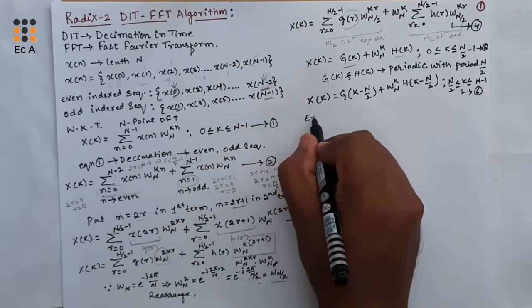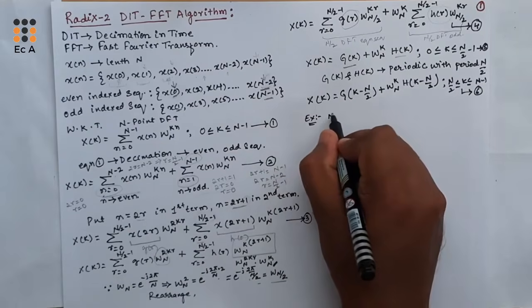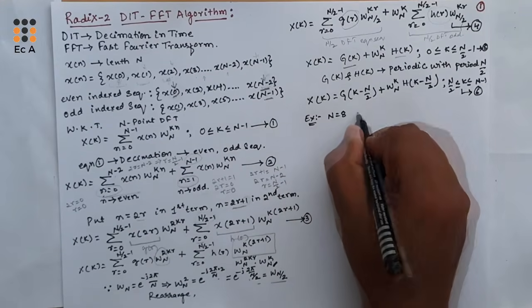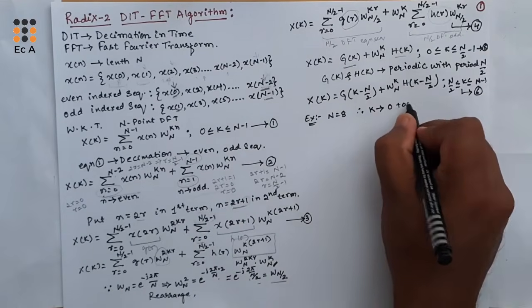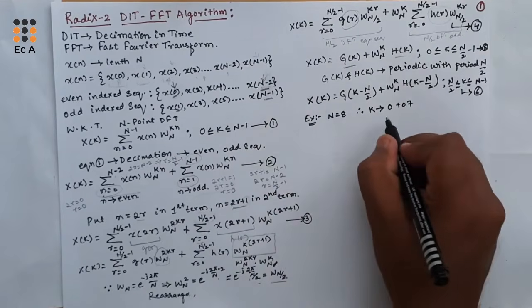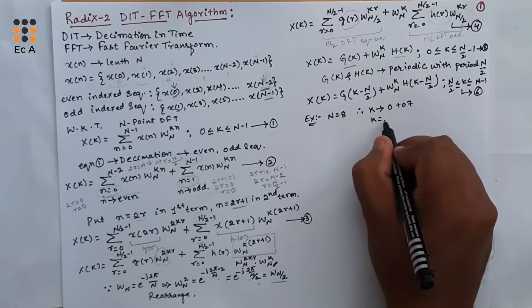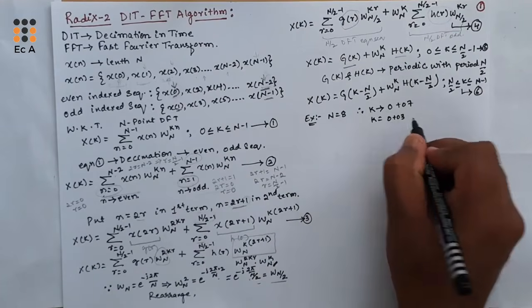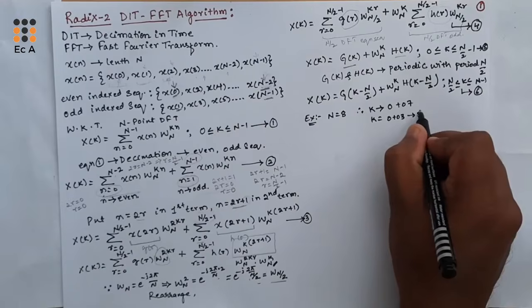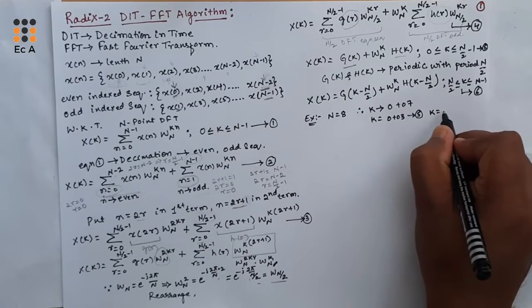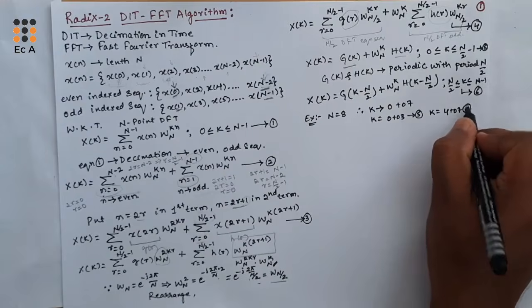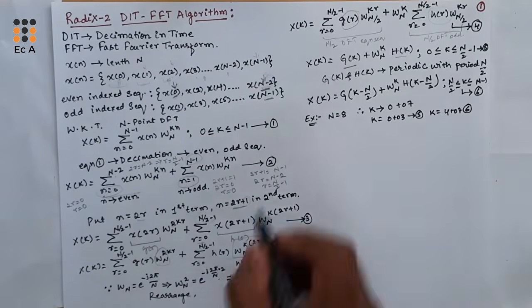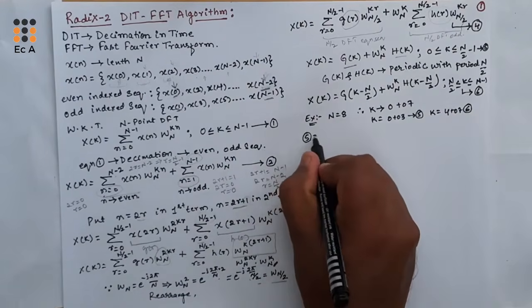Now, for example, let us take N equal to 8. Therefore, the value of k will vary from 0 to 7. So, we need to put k equal to 0 to 3 in equation number 5 and we need to put k values from 4 to 7 in equation number 6. Now, let us take equation number 5.